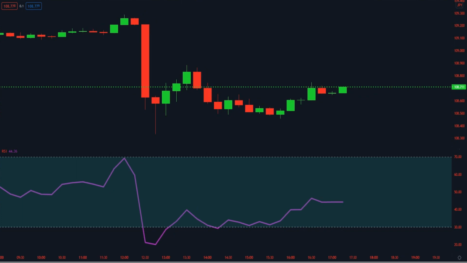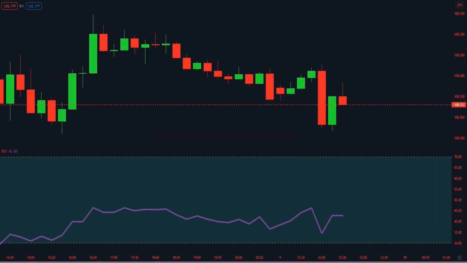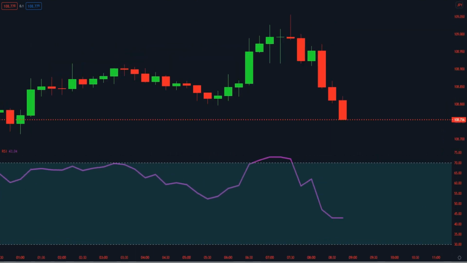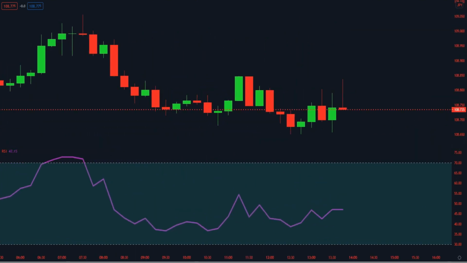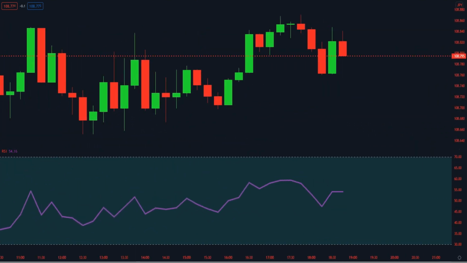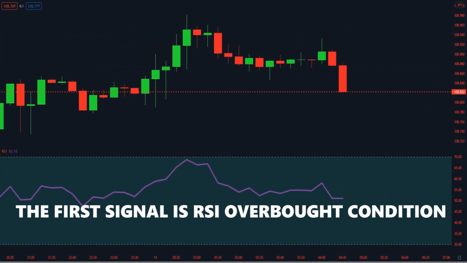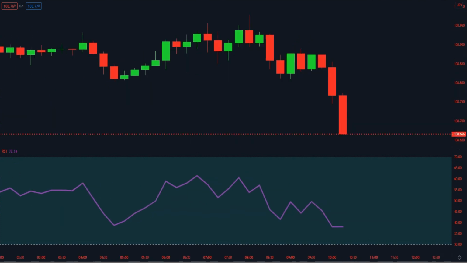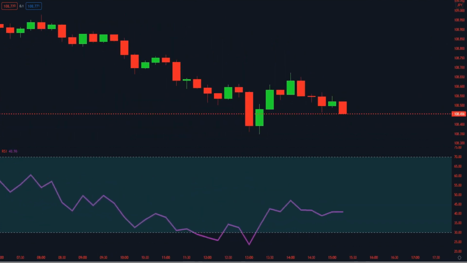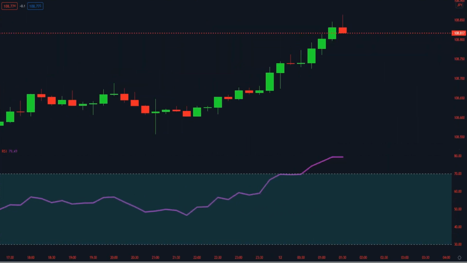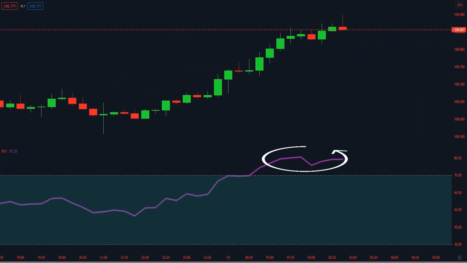RSI oscillator signals. There are three basic signals provided by the Relative Strength Index technical indicator. Since it is a leading indicator, the signals can typically come prior to the actual price move happening on the chart, depending on what information you use to enter the trade. The first signal is the RSI overbought condition. The RSI indicator gives a signal for an overbought condition when the RSI line enters the 70 to 100 area.